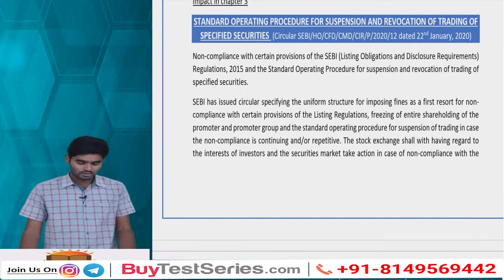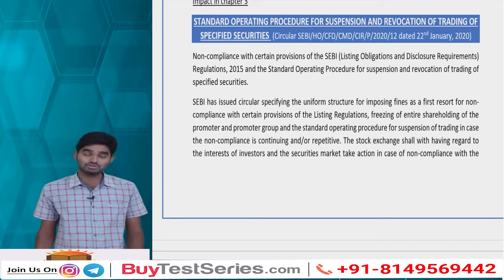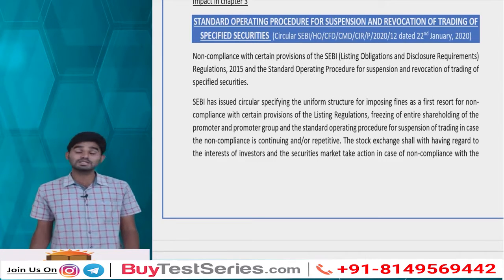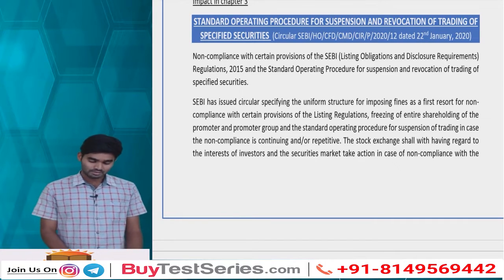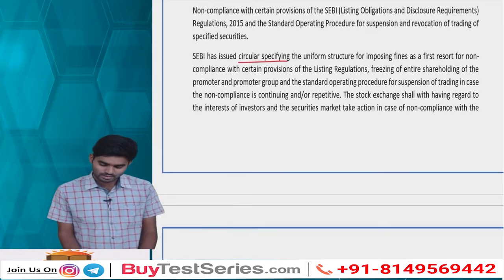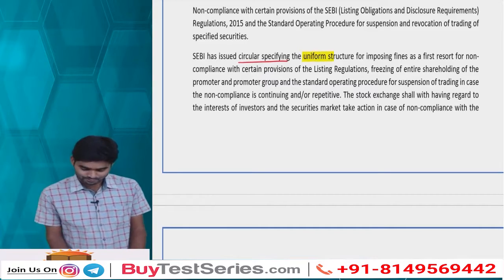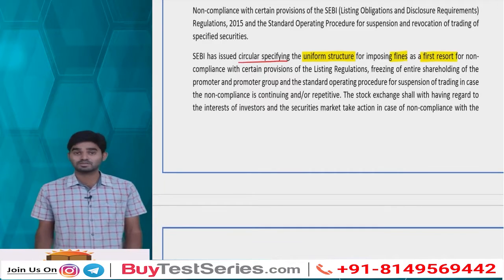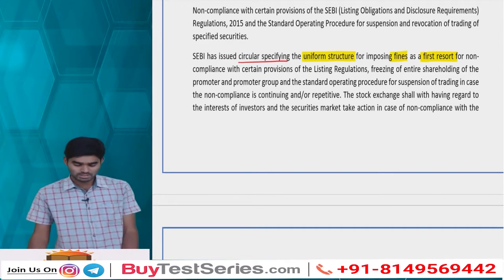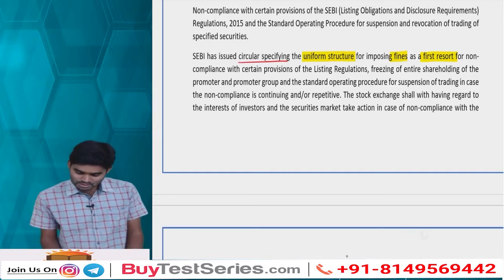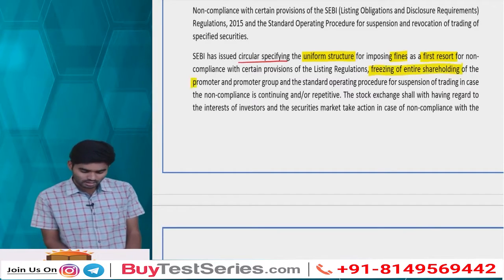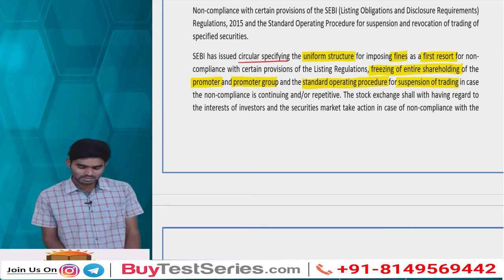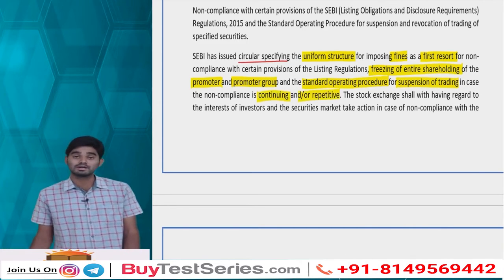Clear everyone? So non-compliance with certain provisions of SEBI LODR regulations 2015 and the standard operating procedure for suspension and revocation of trading of specified securities. This is what SEBI has come up with, where it says that SEBI has issued a circular specifying the uniform structure, very important, uniform structure for imposing fines as a first resort. This is a first resort for non-compliance with certain provisions of the listing regulations. Freezing of entire shareholding of the promoter and the promoter group, and the standard operating procedure for suspension of trading in case the non-compliance is continuing or repetitive.